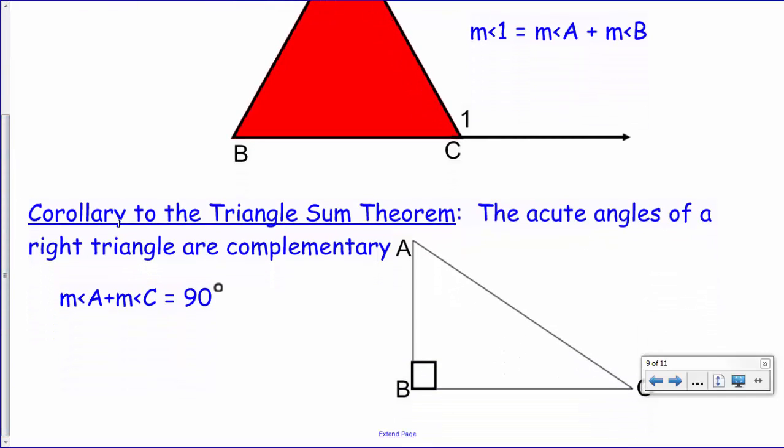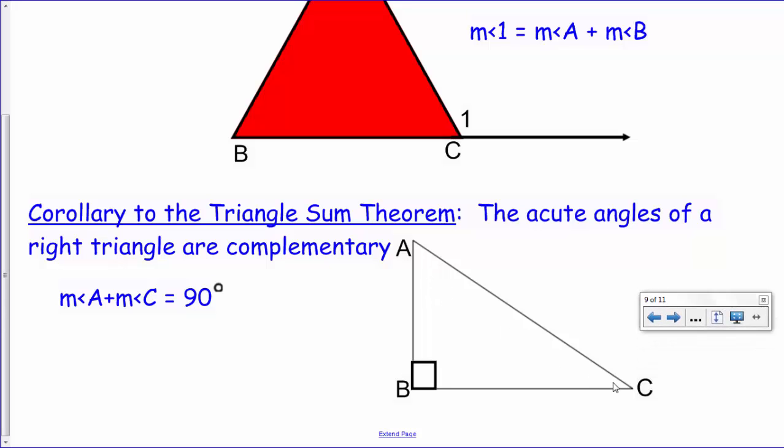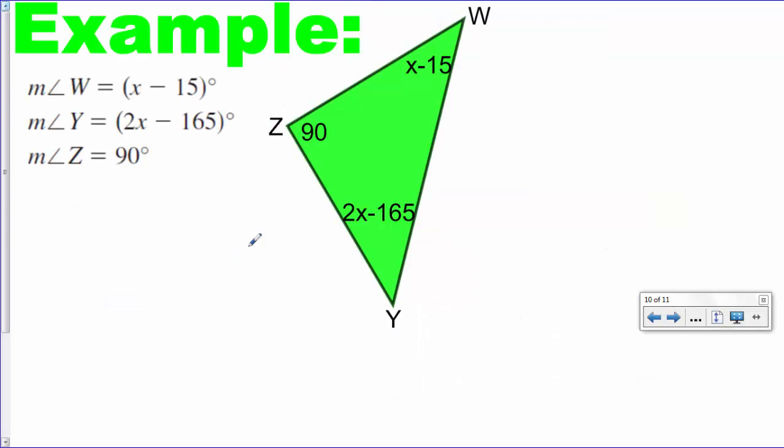A corollary is a smaller version or a part of a theorem. So a corollary to triangle sum theorem says the acute angles of a right triangle are complementary. So in other words, we know that angle A plus angle C have to equal 90 degrees since we already have 90 degrees taken up by the right angle.